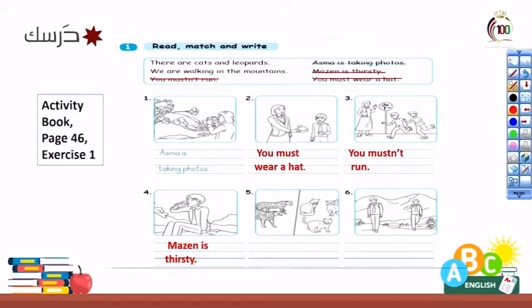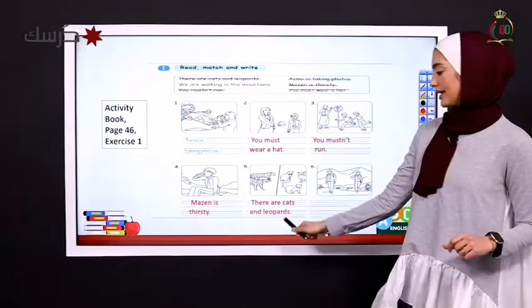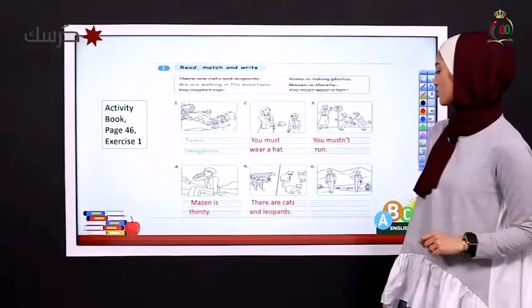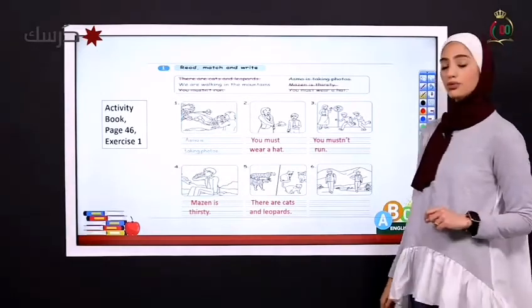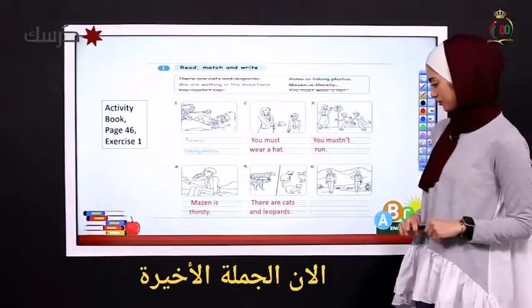Now picture 5. Can you see the leopards and cats? So, what do you think? There are cats and leopards. Yes, it's the sentence. It matches 100%. So you write, there are cats and leopards, and you cross the sentence out, okay? Super job. Now let's move to the last picture.